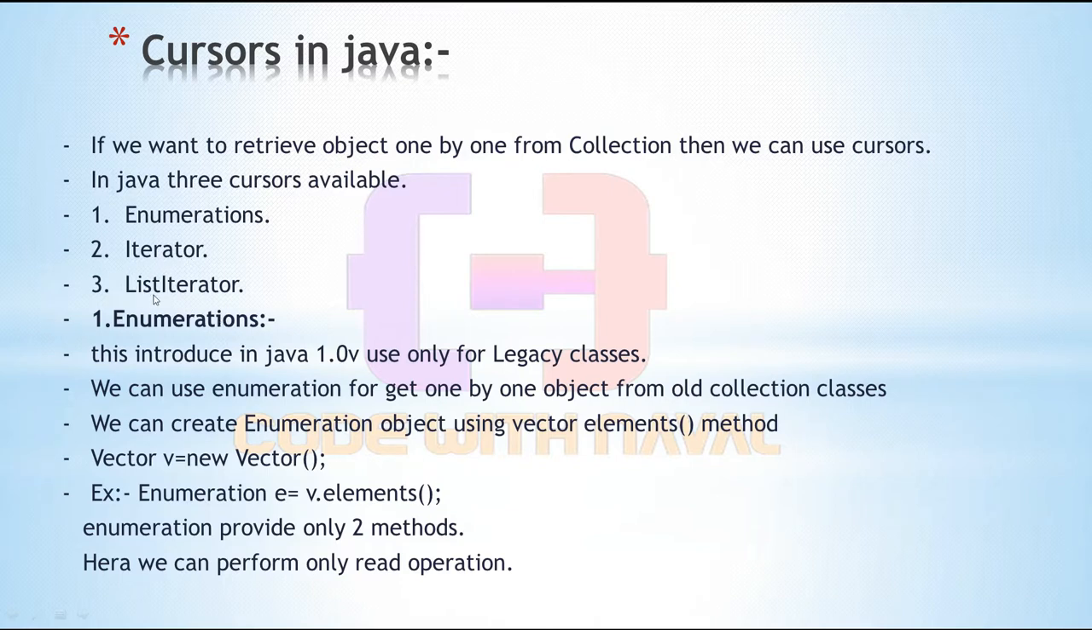That's why Enumeration is only used with the old classes, the legacy classes. We can use Enumeration with a Vector, to get objects one by one from old collection classes. We can create an Enumeration object using the Vector's elements method. Inside Vector there is an elements method, and we can use that method to create an Enumeration object. You can see here, first we create a Vector object, then we create an Enumeration object with the help of the elements method. This Enumeration provides only two methods, and here we can perform only read operations.